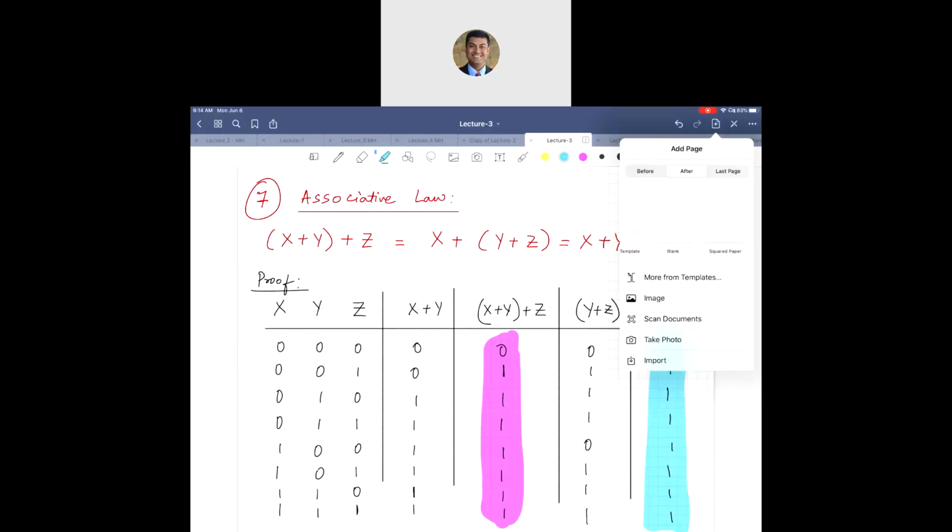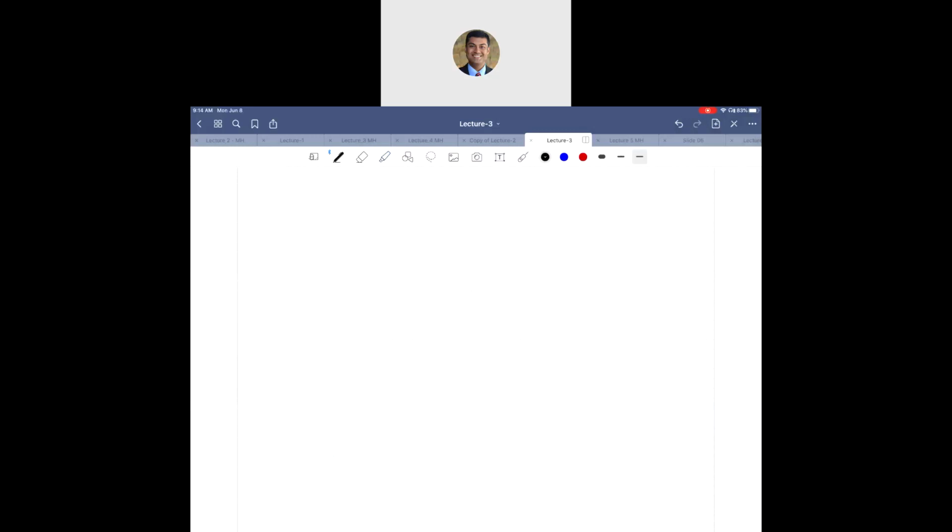Similarly, you have 7D. 7D is the dual of 7, which is x and y, ANDed with z, is the same as x and y and z, which is the same as x, y, z. Similar proof to 7. You can do it using Venn diagrams as well, where you are evaluating the intersection between all those three sets, three variables. So three circles you can use to represent that. Let's see.